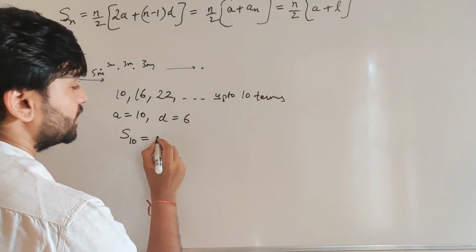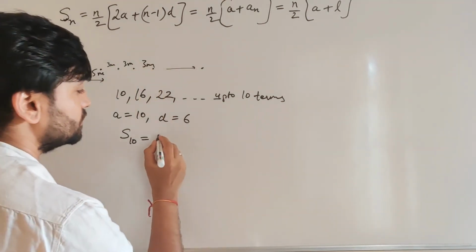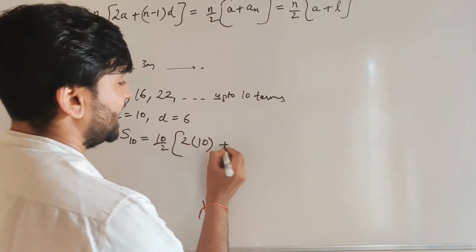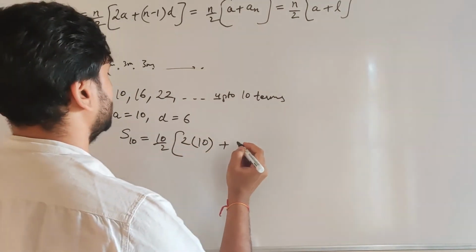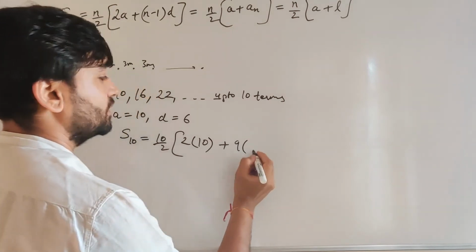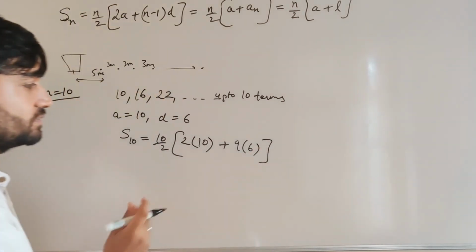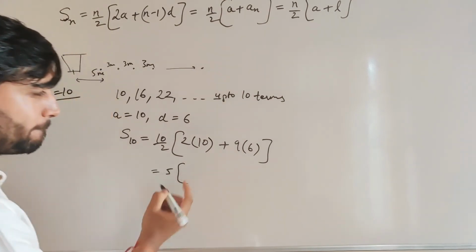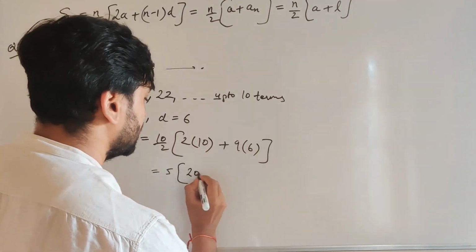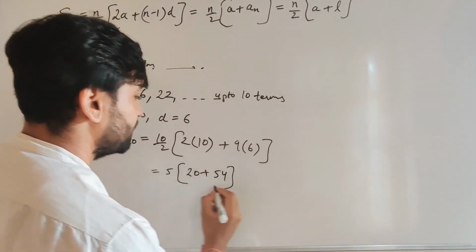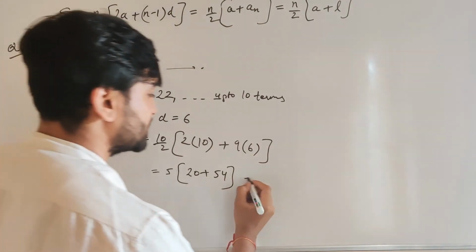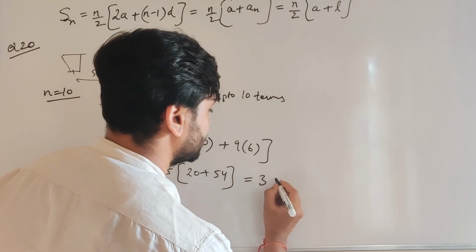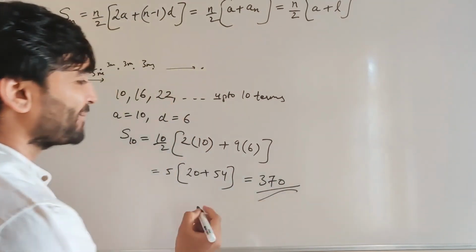So S10 using this formula is n by 2, so 10 by 2, into 2a, so 2 into 10, plus n minus 1. N is 10, so 10 minus 1, 9. Common difference, 6. So this will give you 5 into 20 plus 6 into 9, 54. So this is going to be 74. 74 into 5 is going to be 370.